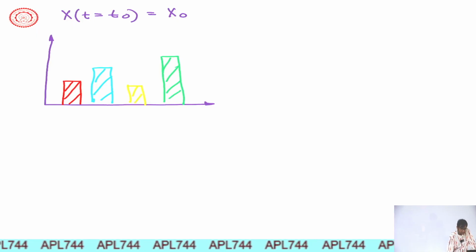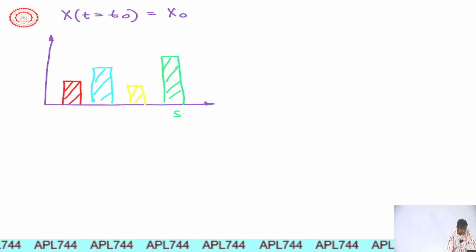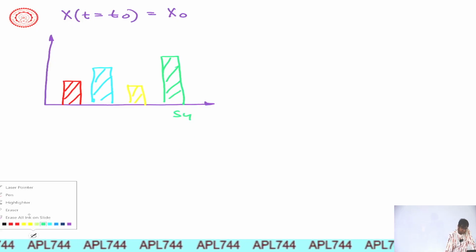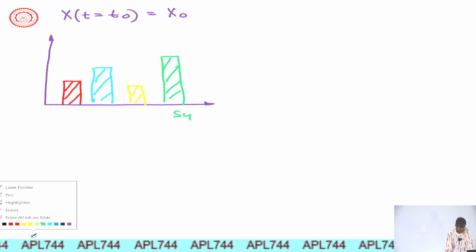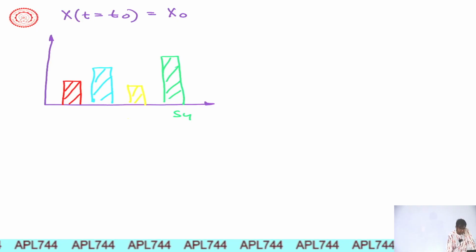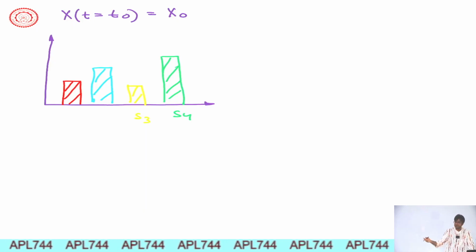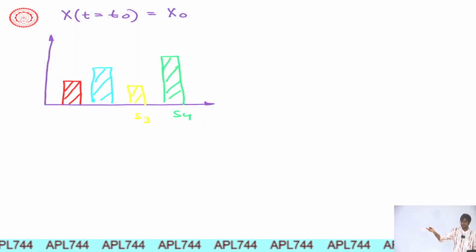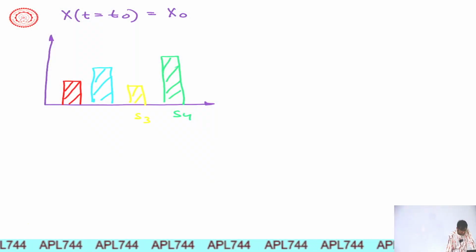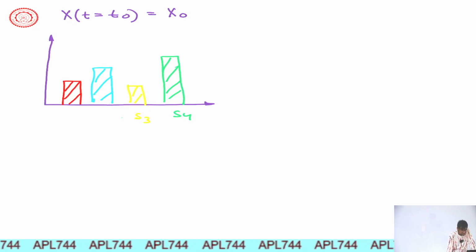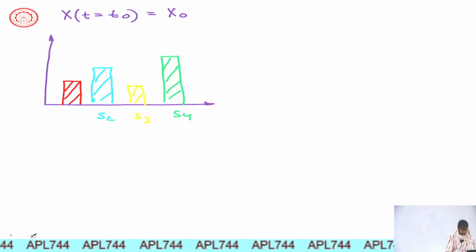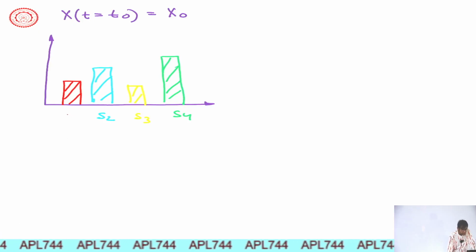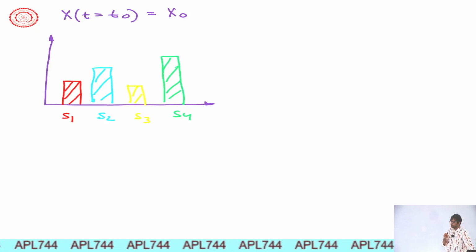What are these bars representing? These bars are representing the states, the probability of the states. So basically it is representing that the probability of getting S4 is more at T0 as compared to S3, S2 and S1. S2 is the second most likely one, S1 is the third most likely one, S3 is the least likely one. So that's what it is denoting. Okay, so this is at a given time T0.